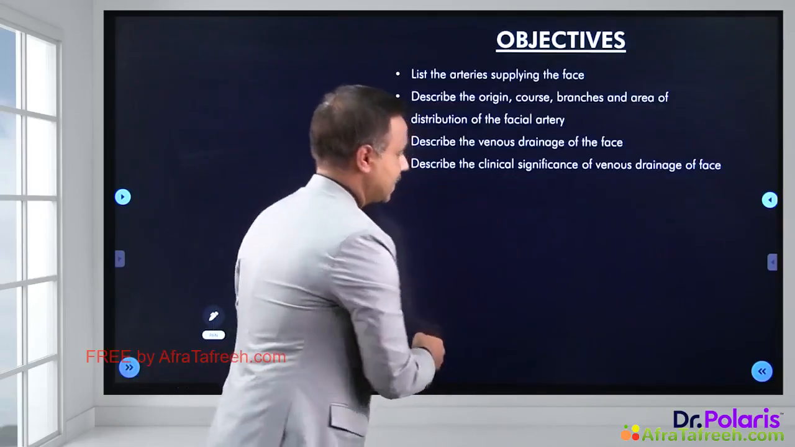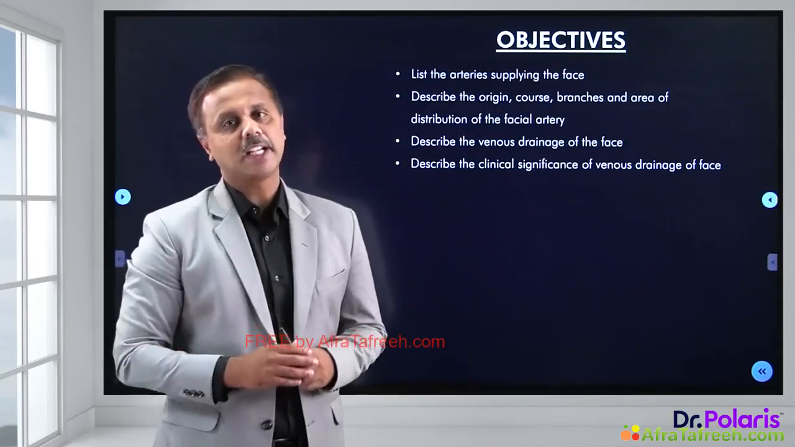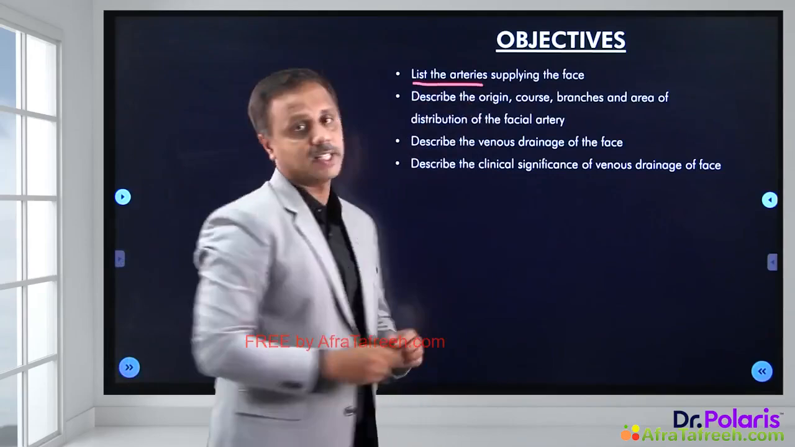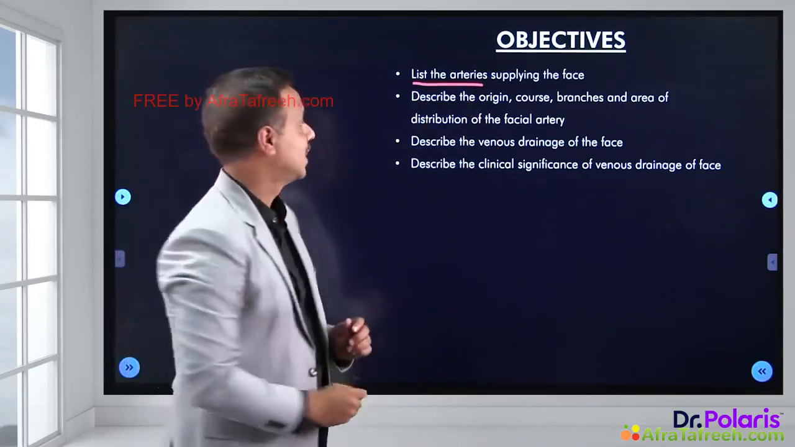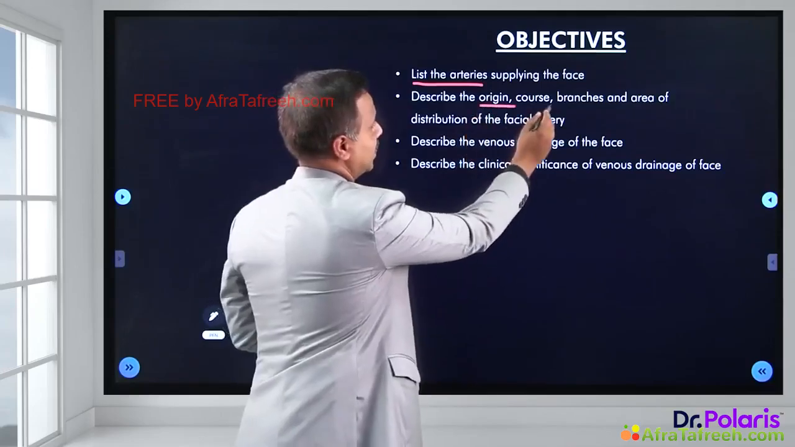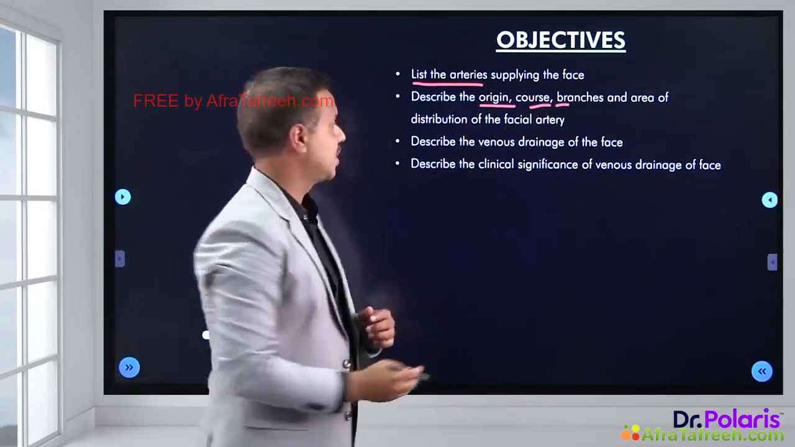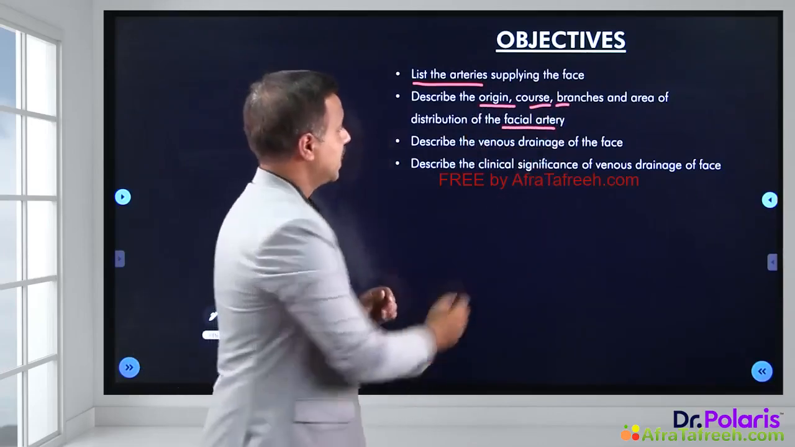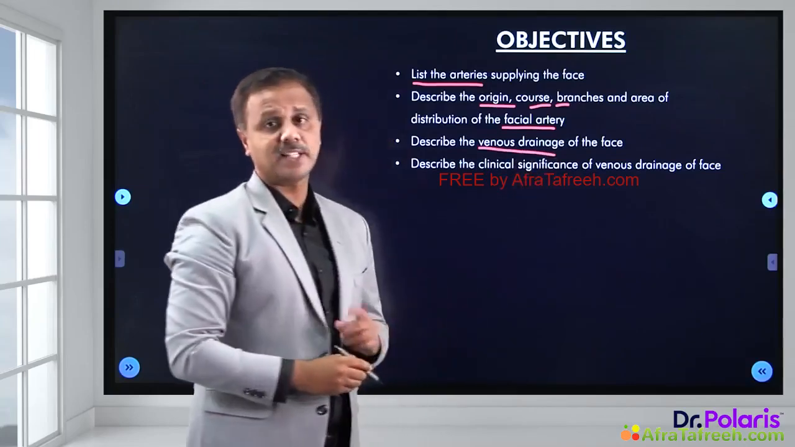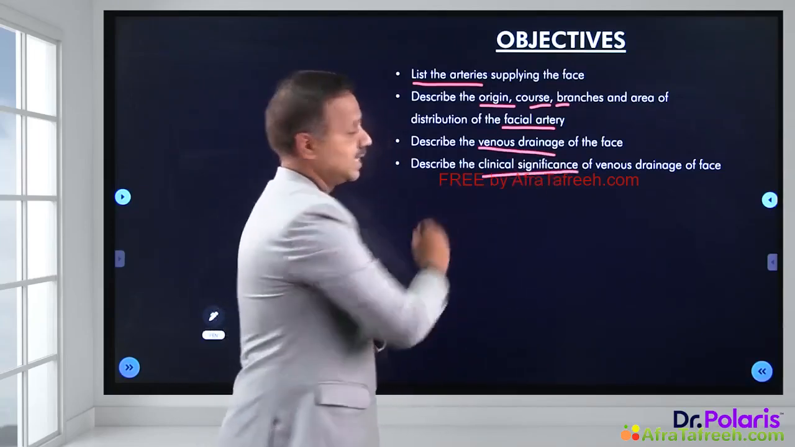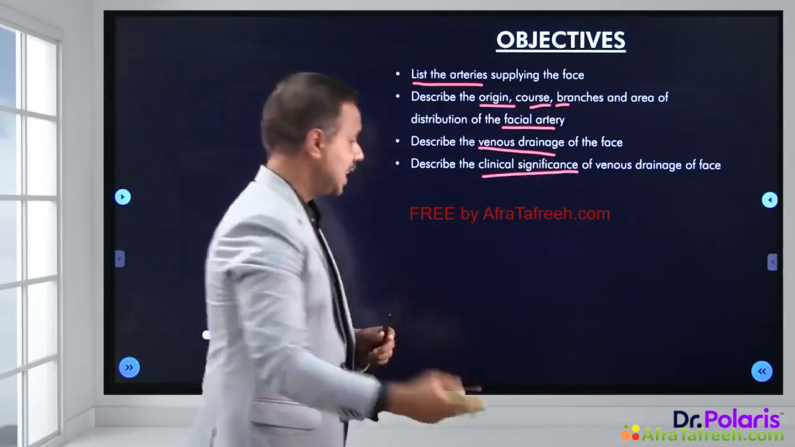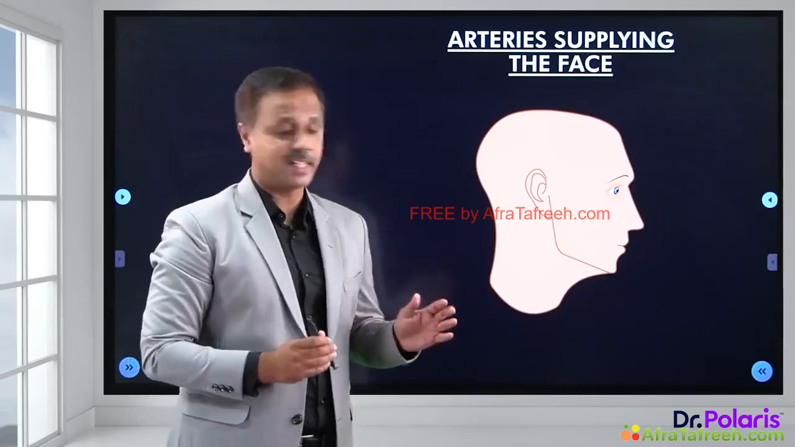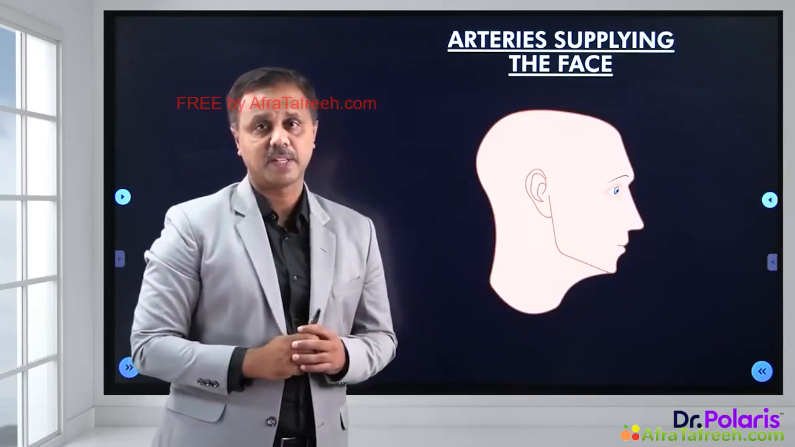The learning objectives for this session are, at the end of completing this session, you should be able to list the arteries supplying the face, describe the origin, course, branches, area of distribution, and clinical significance of the facial artery, and describe the venous drainage of the face and its clinical significance. Let's begin with the names of arteries that supply the face.